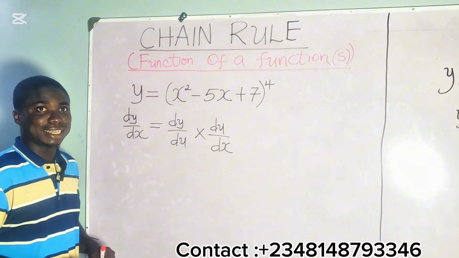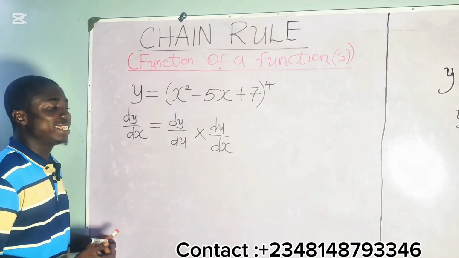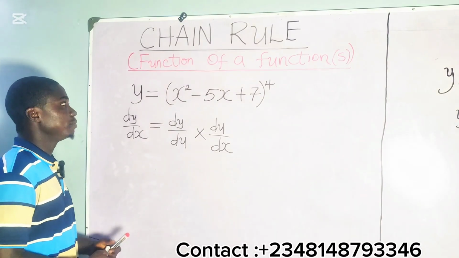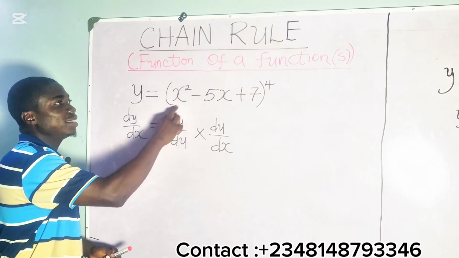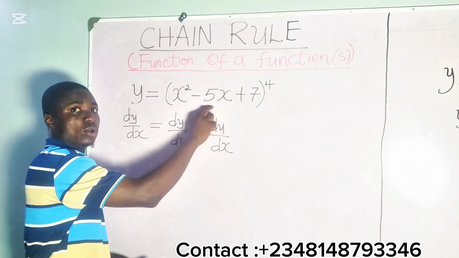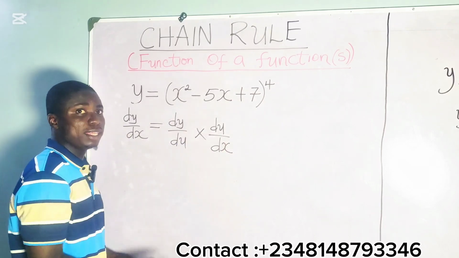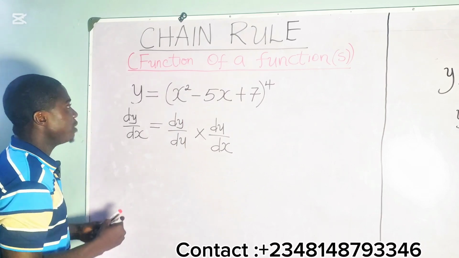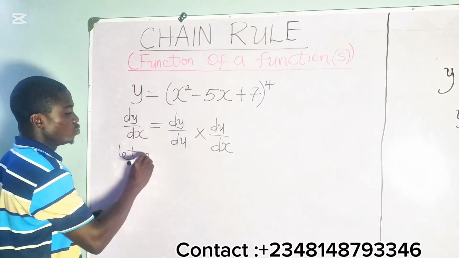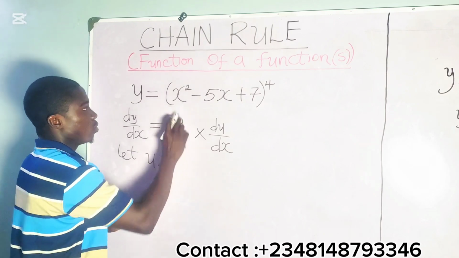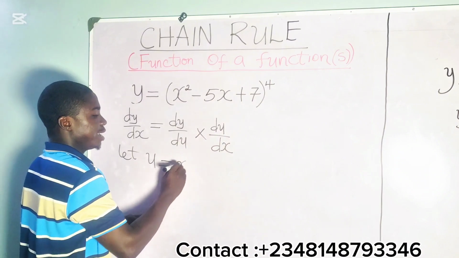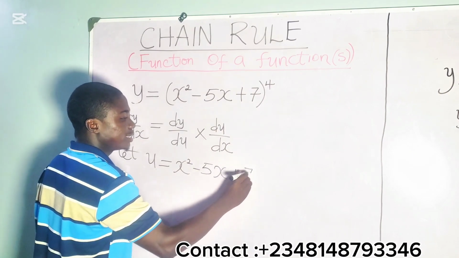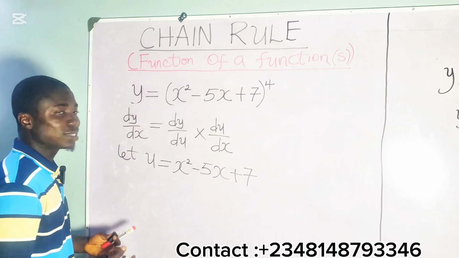So what's our next task here? Our next task is to identify our u. Whenever you are asked to differentiate a term y, and you find out that a couple of terms are enclosed in a bracket, you simply take the couple of terms enclosed in a bracket as your u. So therefore, let u be equal to, what do we have inside the bracket? x raised to power 2 minus 5x plus 7.